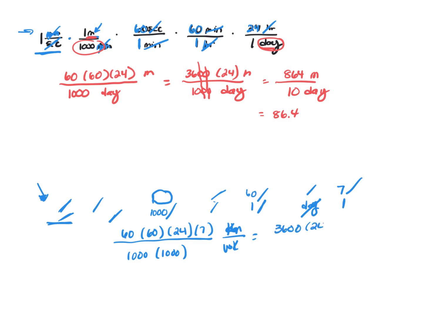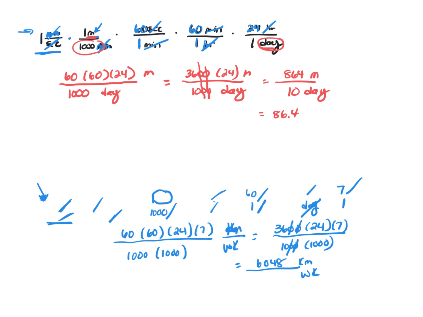So what I did next, I multiplied the 60 times 60 and got 3,600. And I brought over the 24 and the 7. In the bottom, I've got 1,000 and 1,000. And then I canceled these zeros, divided through by 100. And then I'm left with a 36 times 24 times 7 in the numerator. And on the side of my paper, I multiplied that out and I got 6048. And of course, my units are kilometers per week.